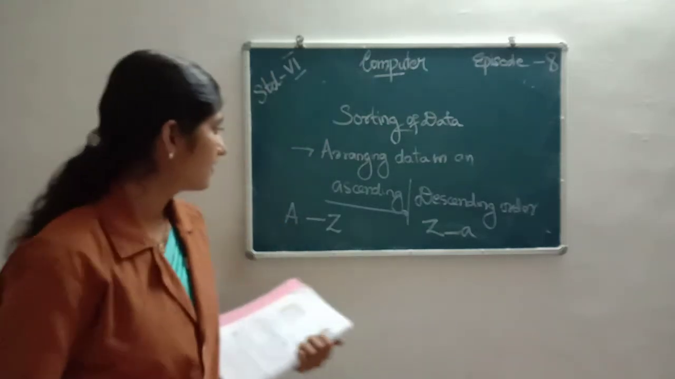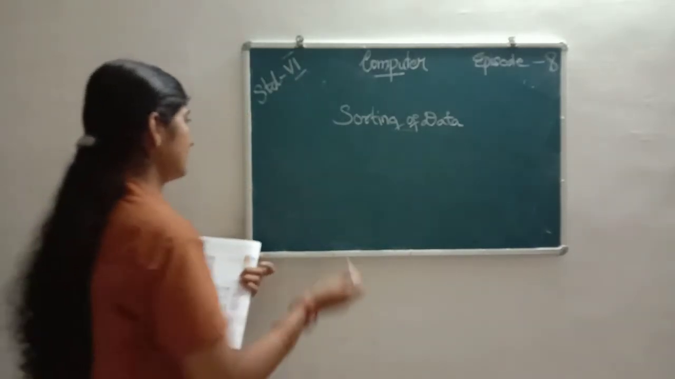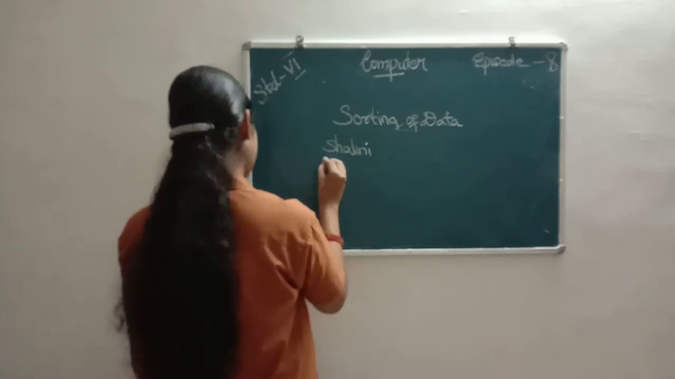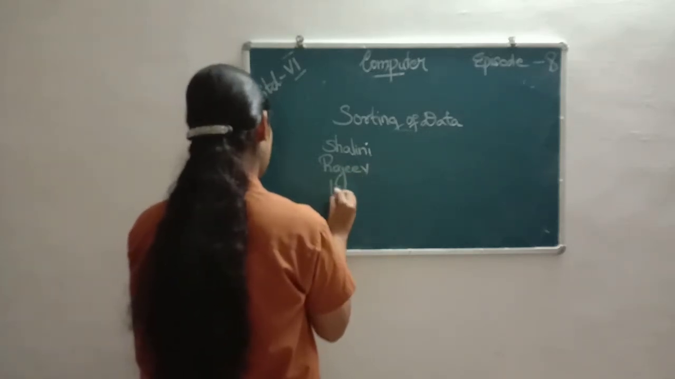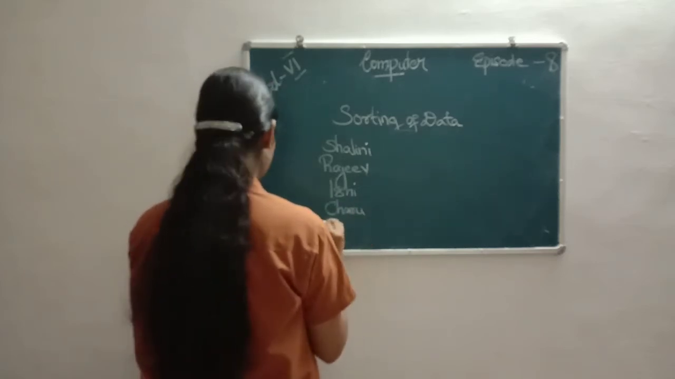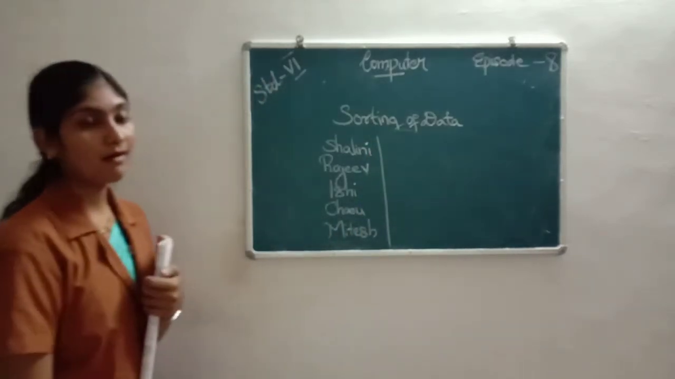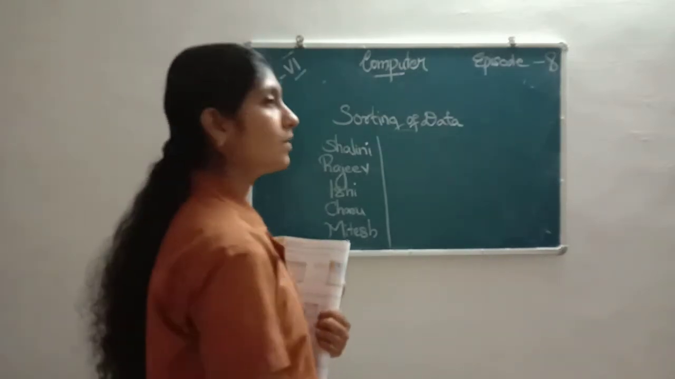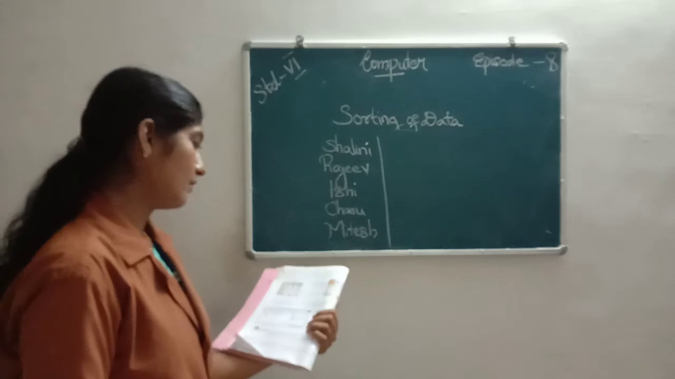Okay, let's do it. The names: Shalini, next Rajiv, next Ishi, next Charu and then Mitesh. Right. So we want to order these five names. That means we want to place these names in ascending order.